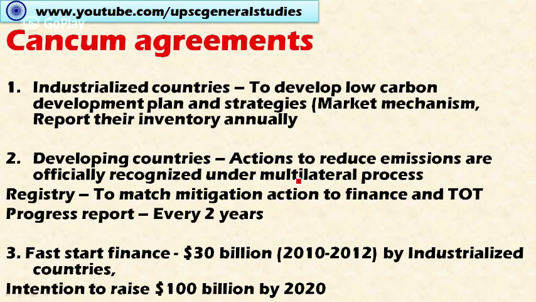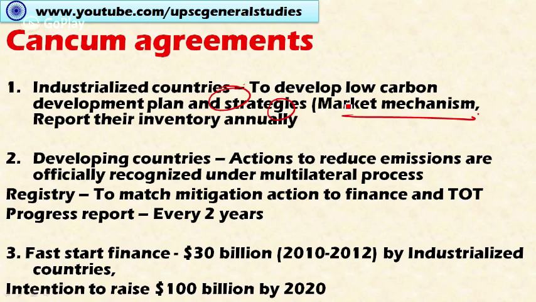Let's look at this. The industrialized countries here decided to develop low carbon development plans and strategies. These include market mechanisms, and they also decided to report their inventory of greenhouse gas emissions into the atmosphere as well as reduction of greenhouse gases into the atmosphere. They decided to report their inventory annually to the conference.